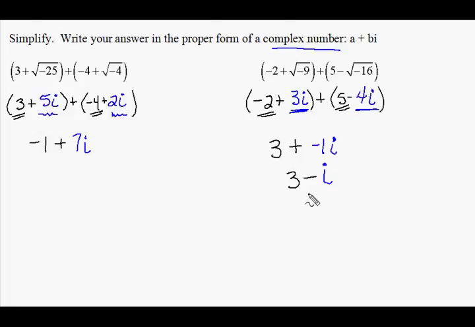So there it is in proper form of a complex number, the real part, plus the bi. So the plus doesn't have to be an addition sign, it's just the separator, the addition or subtraction sign.